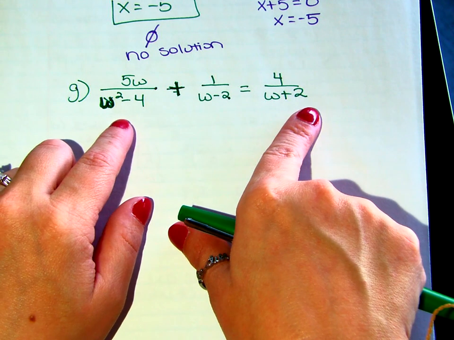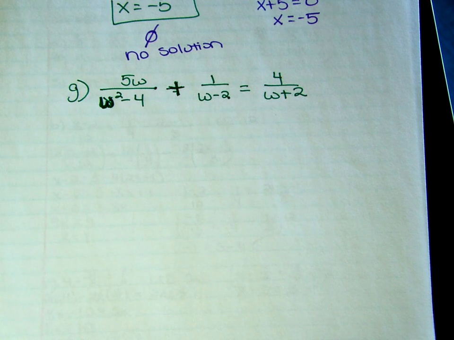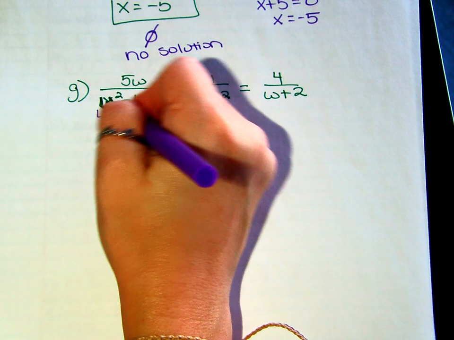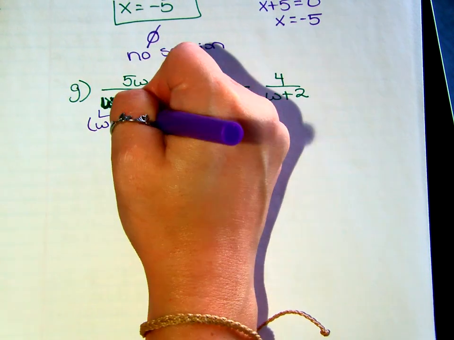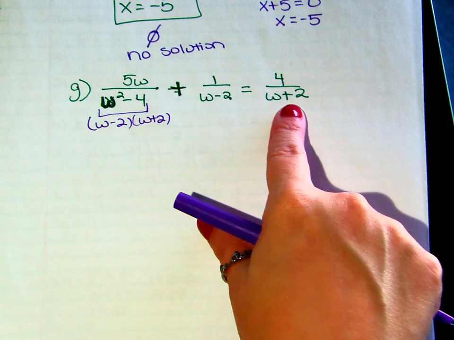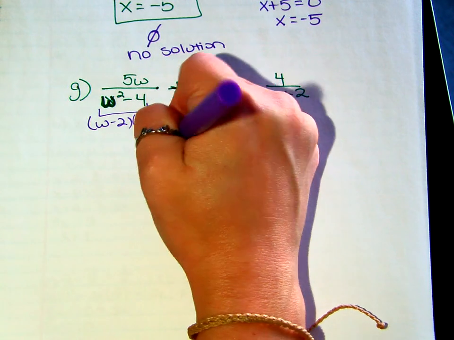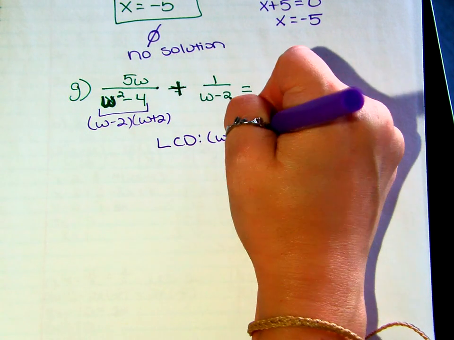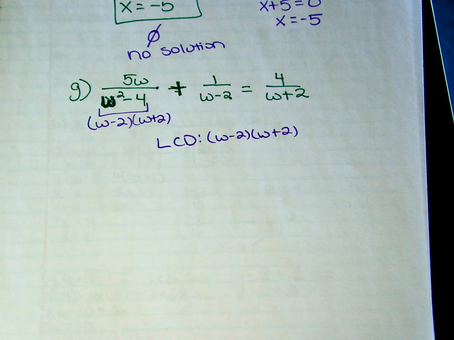Now, that doesn't always work out perfectly, but odds are at least one of the other denominators will be one of the factors of the factored trinomial or the factored quadratic. So I tell you that to look for that, to help you find the least common denominator. Because this is a difference of squares, which factors into w minus 2, w plus 2. So that's what this denominator is. This denominator is w minus 2. This denominator is w plus 2. That means my LCD is going to be w minus 2, w plus 2. That's what I'm going to multiply every single one of my fractions by.